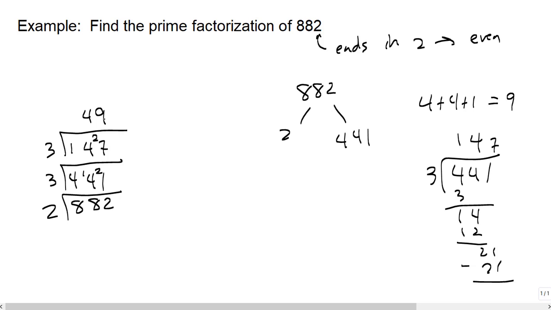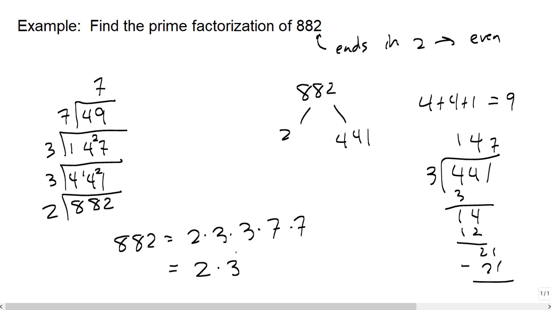Can't be divided by 5 because it doesn't end in a 5 or a 0. And 4 plus 9 is 13. There isn't a 3 in it, but hopefully you know that 49 is 7 times 7. So the end result is 882 is 2 times 3 times 3 times 7 times 7. If you want to be fancy, 2 times 3 squared times 7 squared.